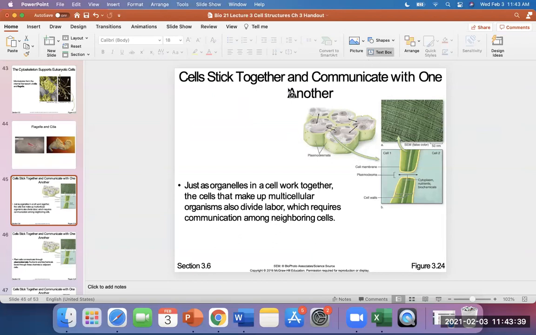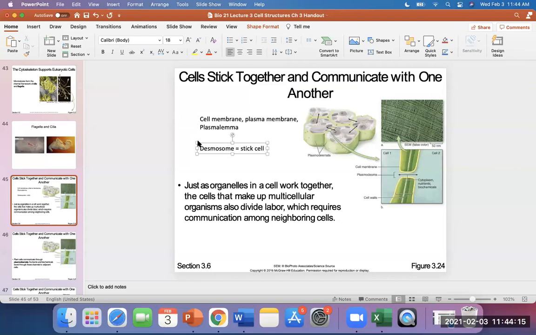So a few names for cell membranes. It's called cell membrane. It can be called plasma membrane, or the old term is plasmalemma. So I just remembered this because of plasmodesma. So desmosomes, they stick cells together.